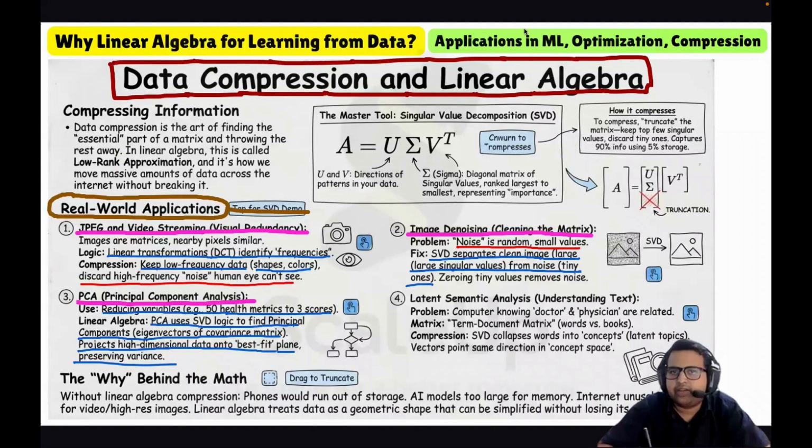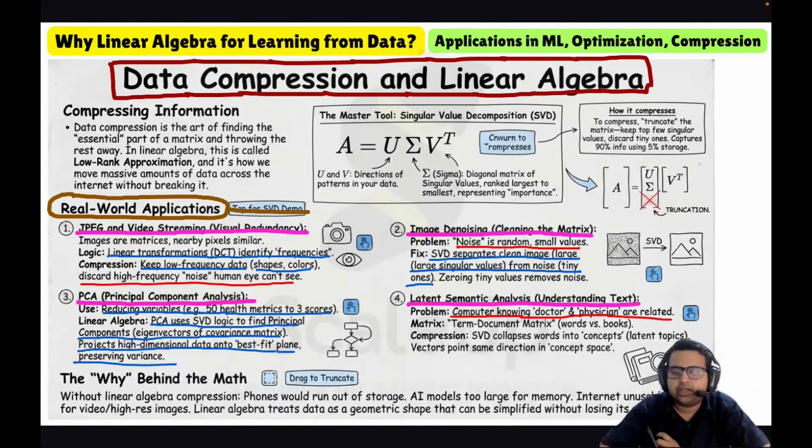And the next real world application is latent semantic analysis, understanding text. So how does a computer know that doctor and physician are related? Because doctor and physician are related terms. Both are talking about something similar.